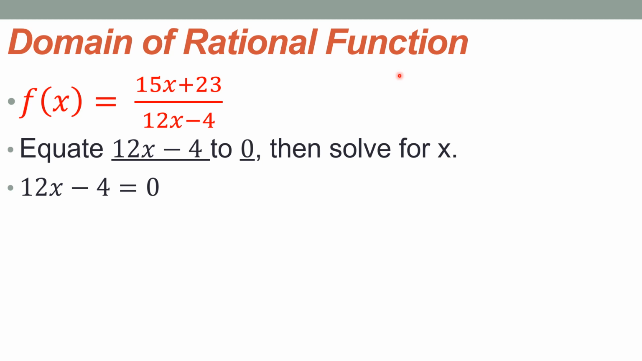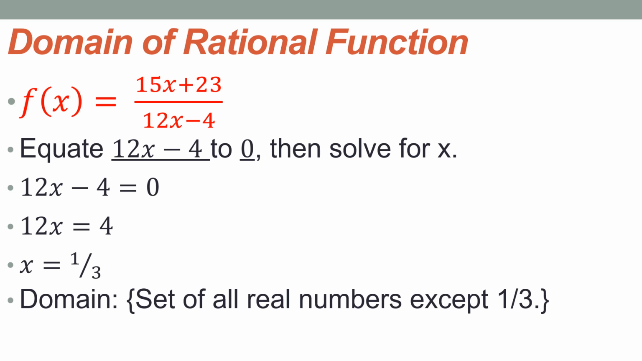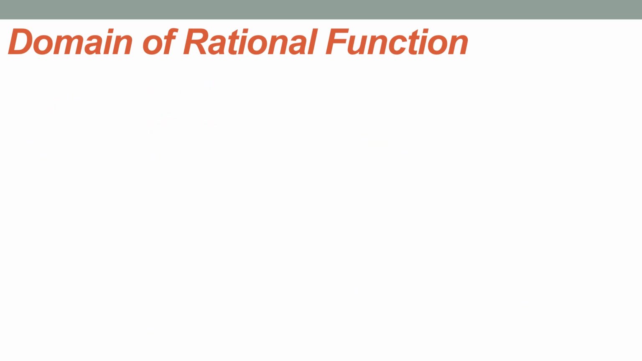So 12x minus 4 equals 0, giving us 12x equals 4, using the addition property of equality. To isolate x, we divide both sides by 12. 12x divided by 12 is x. 4 divided by 12 is 1/3. So therefore, our x is equal to 1/3. Again, the domain of this rational function is the set of all real numbers except 1/3, or the set of all x such that x is not equal to 1/3. Let us have another one.